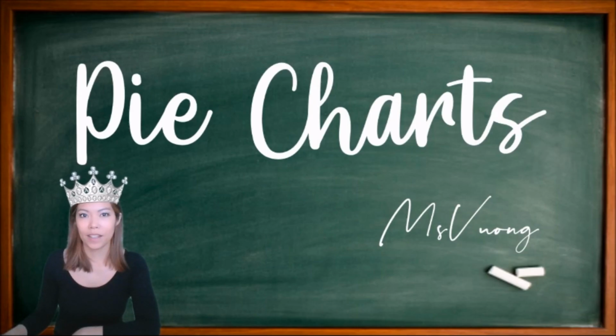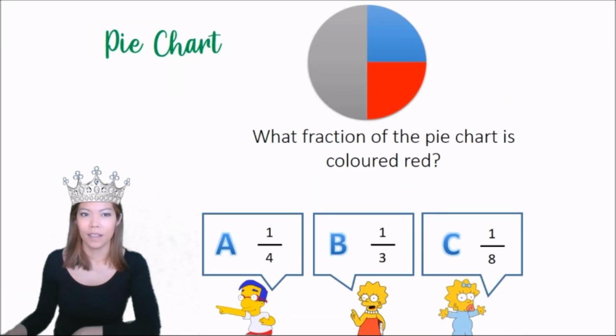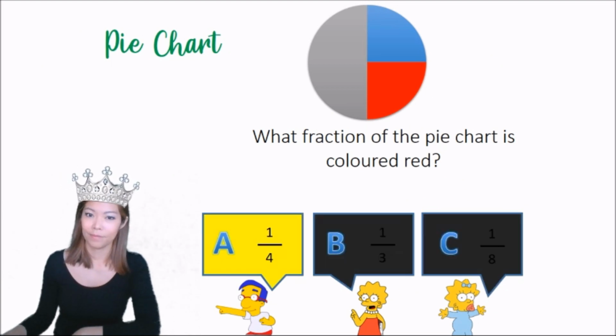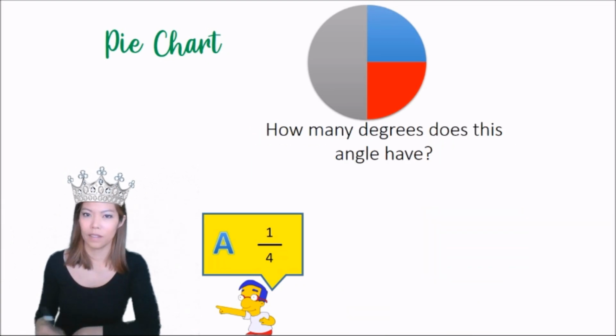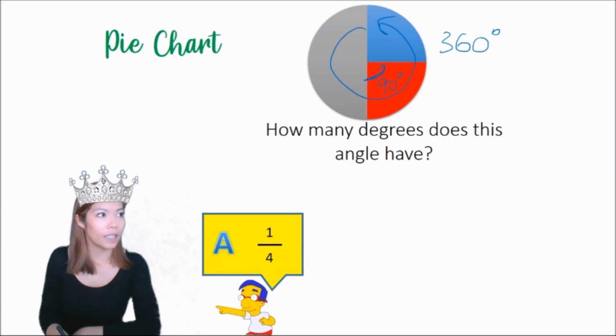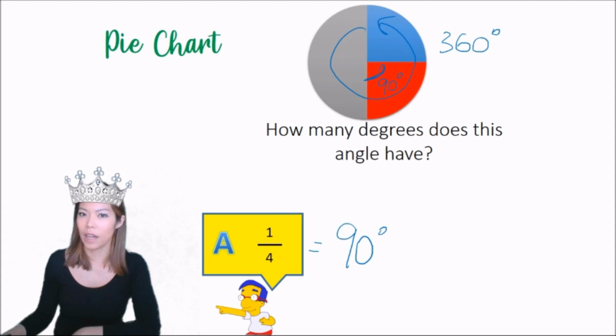Let's have a look at pie charts now. So here we have a pie chart. First of all, I want you to think what fraction of the pie chart is colored red? And how would you represent this quarter in degrees? So here, going all the way around would be 360 degrees. This section here we know is 90 degrees. So a quarter equals 90 degrees. I want you to think about how do we go from 360 to 90 to a quarter?